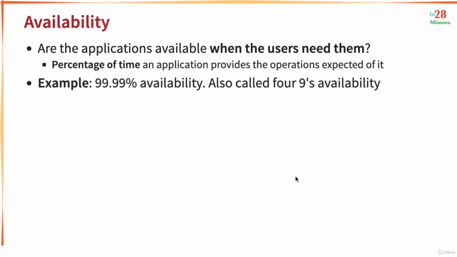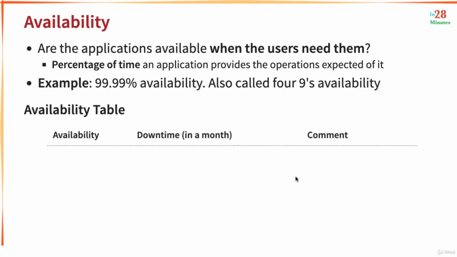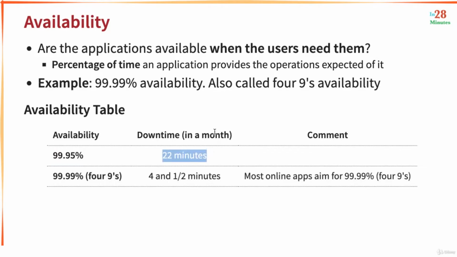To understand the impact of 4 nines availability, let's look at a few examples. Let's look at the availability table. If you are asking for 99.95% availability, it would mean a downtime of just 22 minutes in a month. If you'd want an availability of 4 nines or 99.99%, you are looking at just about 4 minutes of downtime per month. This is very difficult to achieve because even to release a new version of the software, there would be some amount of downtime typically.